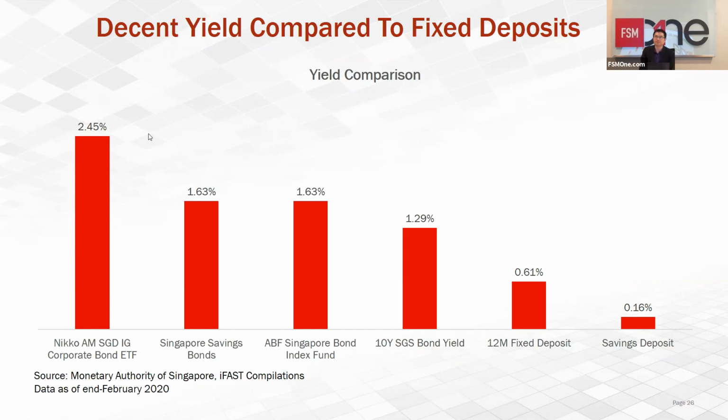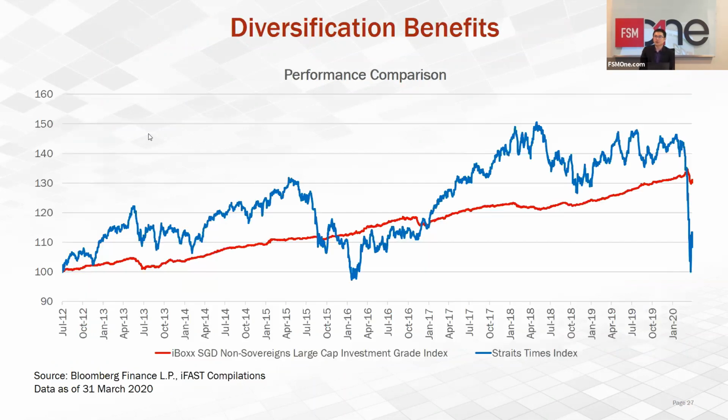is quite decent. Okay, so I want to state also the diversification benefits of having bonds inside your portfolio. Now, over in this chart, it shows you the performance of this bond ETF relative to the Straits Times Index. And you can see that the line in blue, which illustrates the performance of the Straits Times Index, over the past few years, the stock market has been really volatile. It can go up and it can go down very substantially. But on the other hand, if you have invested in this particular Singapore dollar bond fund, then you can see that the performance of this particular bond ETF is very steady across time.